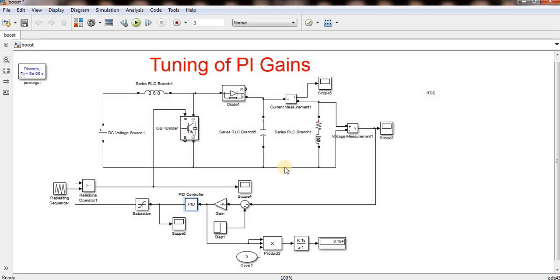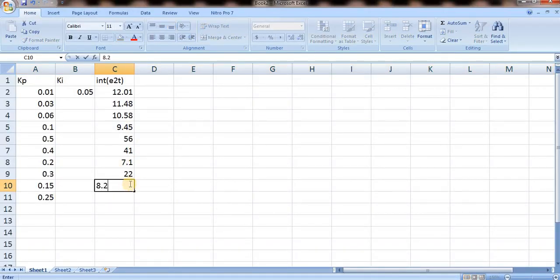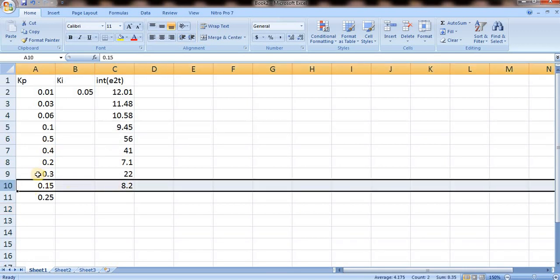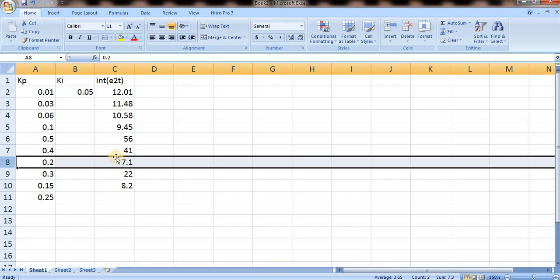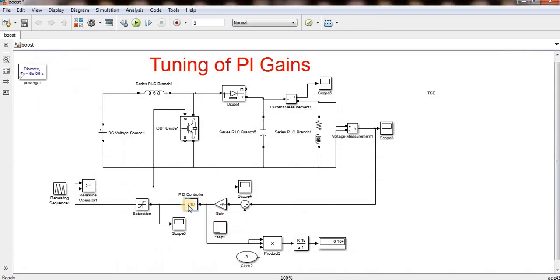So see, at 0.15 I am getting 8, see, 0.158 point something I am getting. So for 0.15 I am getting 8.something, and for 0.2 I am getting 7.1. So maybe it is in between 0.2 to 0.15, or maybe 0.2 to 0.25. I will check it for 0.25. Then we can get the conclusion.